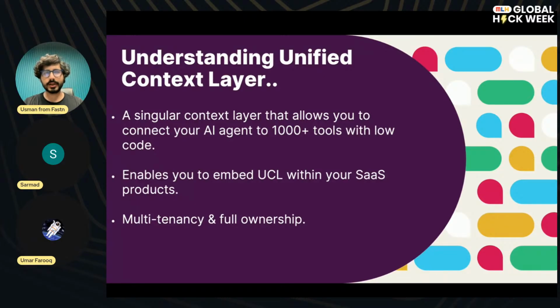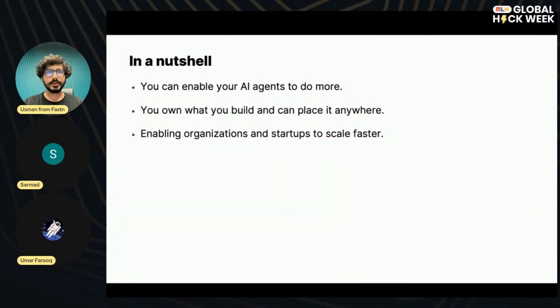And unified context layer is the first of its kind to have multi-tenancy. And what multi-tenancy means, I'll get to that in a bit. So in a nutshell, your AI agents can do more. You own what you build. You are enabling organizations and startups to scale faster.